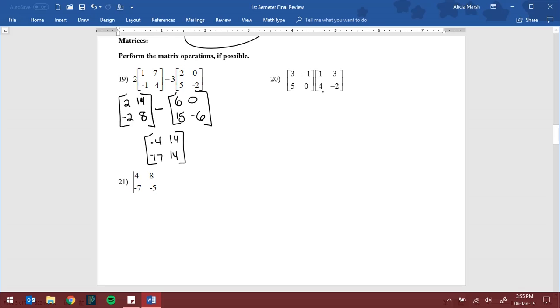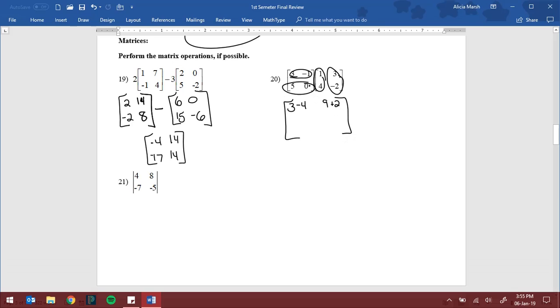Multiplying matrices, you can do it on the calculator, but this one I think I'm going to do via multiplying rows by columns. So multiply this row by this column to get my first answer. So 3 times 1 is 3. Negative 1 times a 4 is negative 4. So now I'm going to go this row times this column. So 3 times 3 is 9. Negative 1 times a negative 2 is a positive 2.